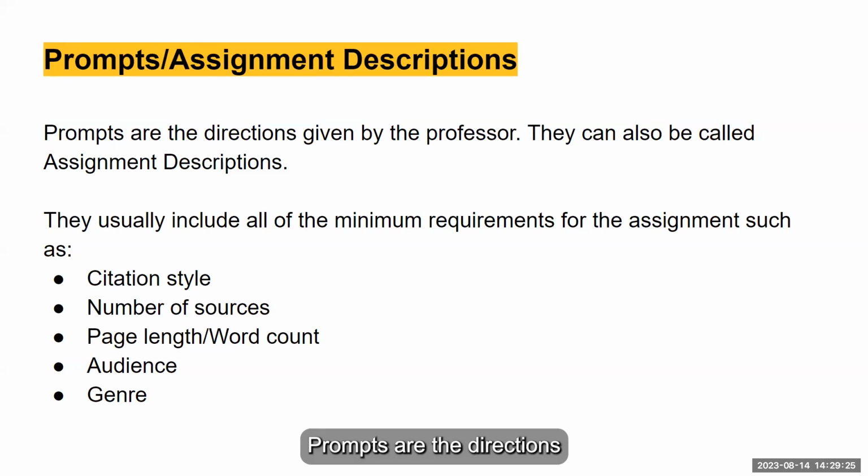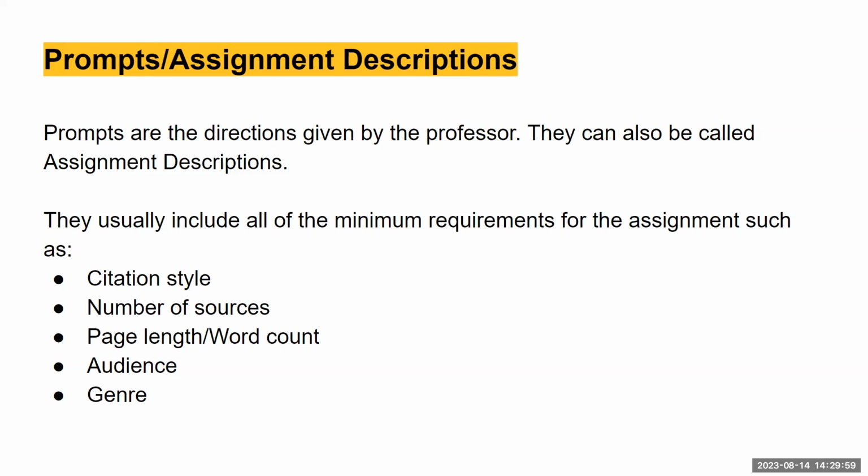Prompts are the directions given by the professor. They can also be called assignment descriptions. They usually include all of the minimum requirements for the assignment, such as citation style, number of sources, page length or word count, audience, and genre. Prompts or assignment descriptions can vary in their length or specifics depending on your instructor. If the minimum requirements aren't clear, you can always reach out to your instructor and ask for help.